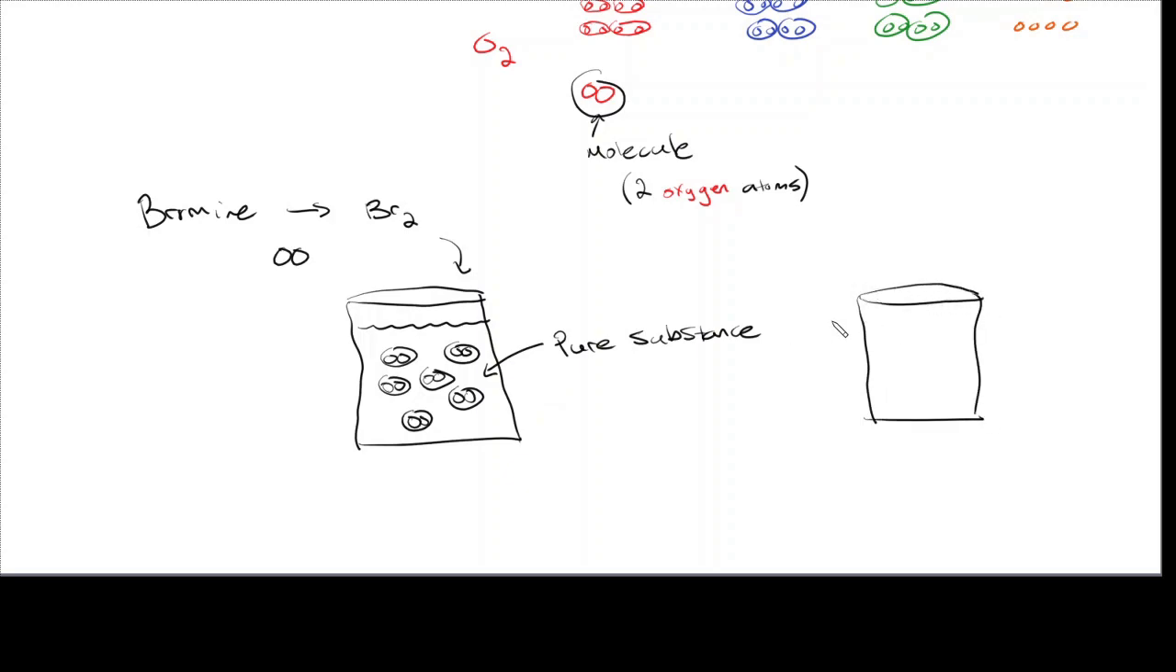A similar example would be helium. Let's say we had helium. So helium, again, we said does not form molecules. Rather, the atoms float around on their own. They don't like to pair up. So if we had a container that contained this helium like this, it would also be called a pure substance. Even though over here it's not made of molecules, still it's a pure substance because there's nothing but helium in that container.